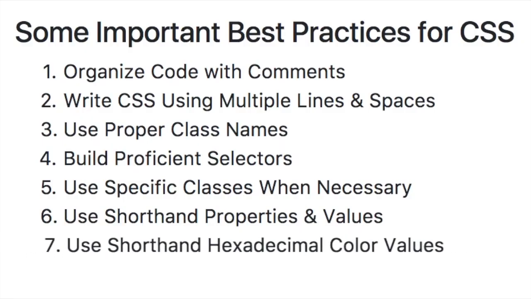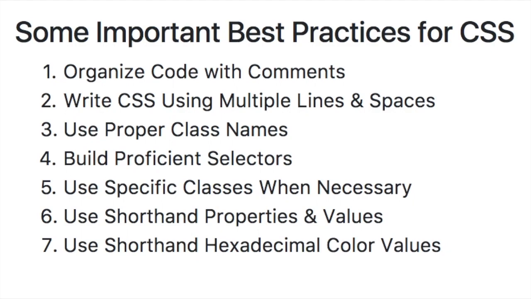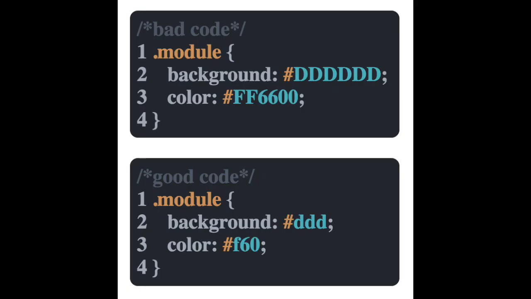Number 7 is the use of shorthand hexadecimal color values. When you can, use the 3-color shorthand hexadecimal color value. You should also always use lowercase letters in a hexadecimal color value. The idea is to remain consistent, prevent confusion, and embrace the syntax of CSS.